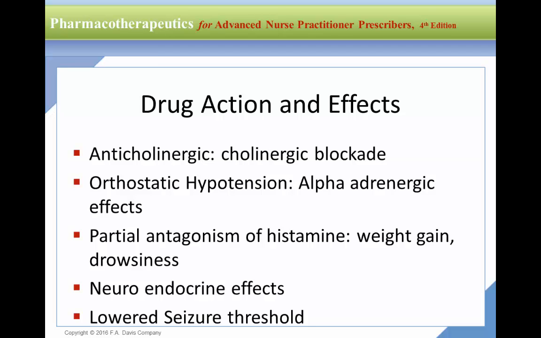So they not only block dopamine, but by blocking dopamine, they have an anticholinergic activity. So you would have all the signs and symptoms of anticholinergic effect, everything dry, everything fast. In addition, there's an alpha adrenergic effect, mostly alpha 2, so patients will go into orthostasis, hypotension. They actually also antagonize histamine, giving you drowsiness and weight gain, neuroendocrine disorders, as well as lower seizure threshold.